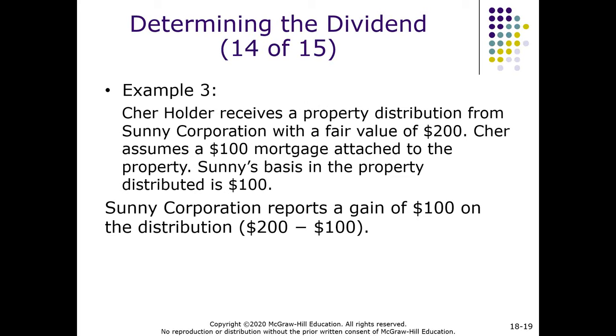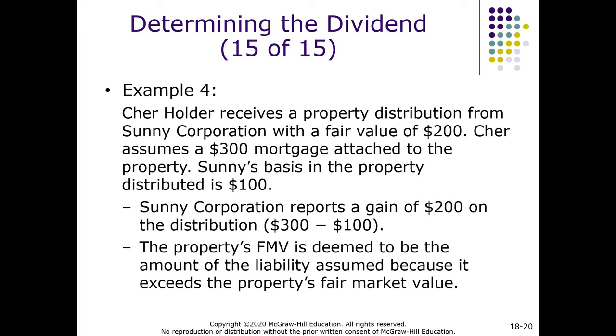Anyways, so shareholder receives property from distribution from Sonny Corporation with fair market value of $200. Cher assumes a $100 mortgage attached to the property. Sonny's basis of the property distributed is $100. Sonny reports a gain of $100 on the distribution, $200 minus the $100 that he bought it for. So that's kind of how this ends up working out.